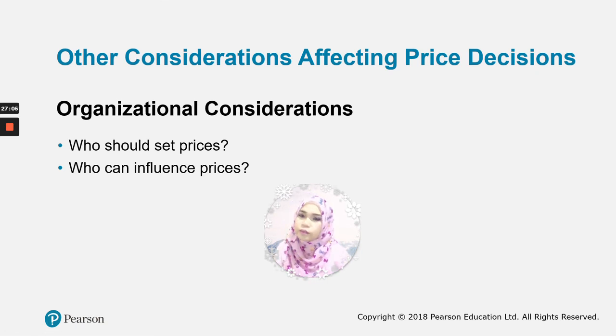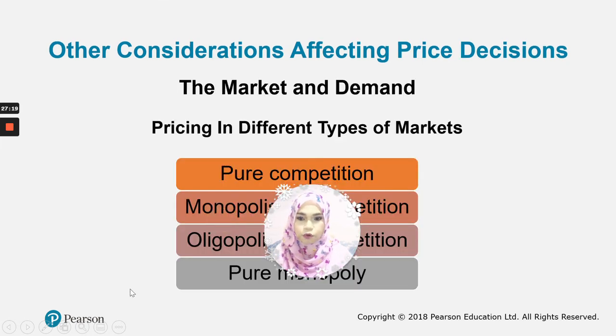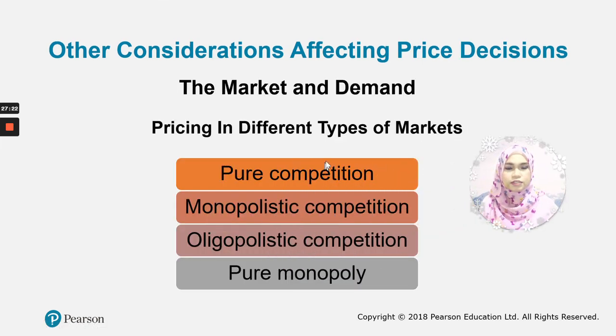Of course, the top management or the shareholders will also want to influence the prices that you set. Before setting the price, the marketer must understand the relationship between price and demand for its product, because you need to understand whether you are in a pure competition market, a monopolistic market, an oligopolistic market, or a pure monopoly. Are you taking any economy paper this semester? If you are, then you should know what pure competition, monopolistic, oligopolistic, or even pure monopoly are.